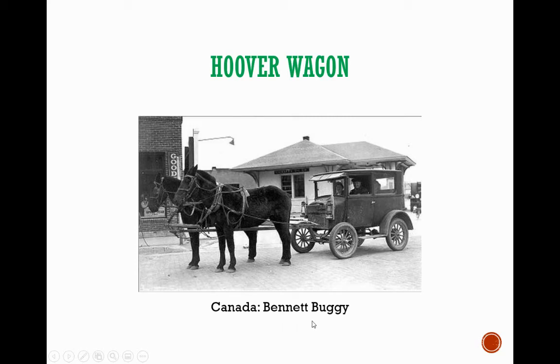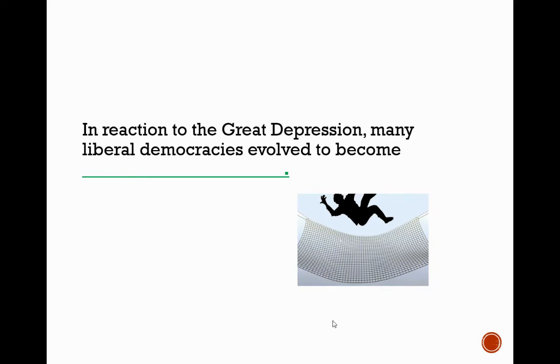We called it the Bennett buggy, because of our Prime Minister Bennett, who also practiced some forms of limited government. So overall, in reaction to the Great Depression, many liberal democracies actually evolved, and they evolved to become welfare states.